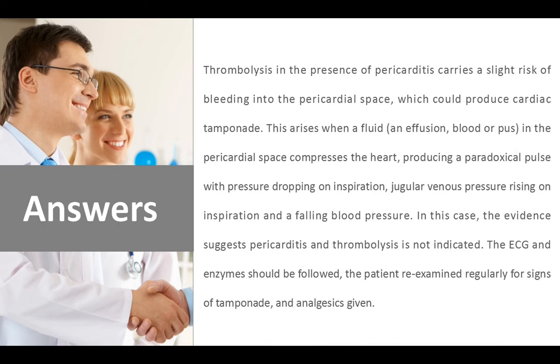Thrombolysis in the presence of pericarditis carries a slight risk of bleeding into the pericardial space, which could produce cardiac tamponade. This arises when a fluid, an effusion, blood, or pus, in the pericardial space compresses the heart, producing a paradoxical pulse with pressure dropping on inspiration, jugular venous pressure rising on inspiration and falling blood pressure. In this case, the evidence suggests pericarditis and thrombolysis is not indicated. The ECG and enzymes should be followed, the patient re-examined regularly for signs of tamponade, and analgesics are given.